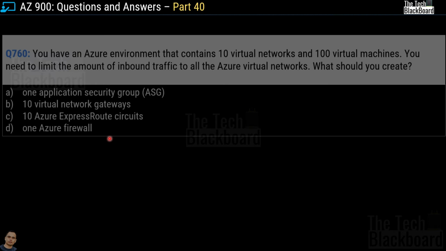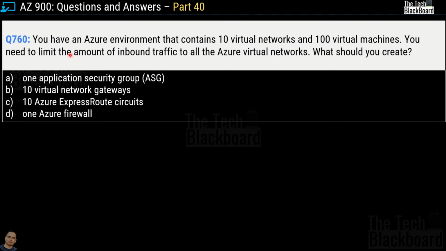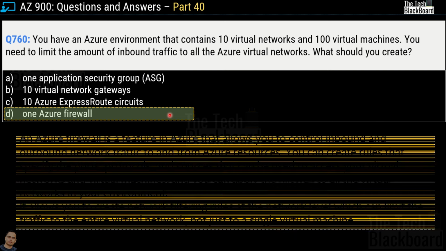Okay, so now let's move on to the question number 760. It says that you have an Azure environment that contains 10 virtual networks and 100 virtual machines. Now you have to limit the amount of inbound traffic to all the virtual networks. What should you create? Your options are one application security group, the second option is 10 virtual network gateways, third option is 10 Azure Express Route circuits, and lastly, one Azure Firewall. And those who have read the documentation well enough would already know the correct answer is option D, one Azure Firewall. But as firewall is such an important concept in Azure, let me summarize it for you.